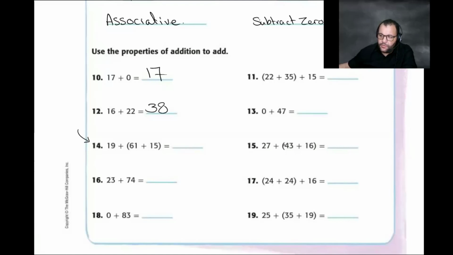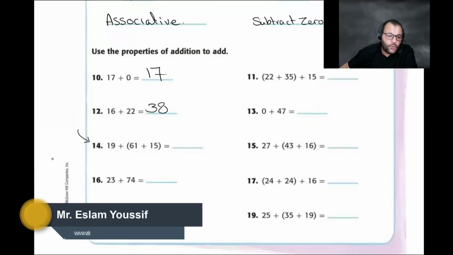First, we have to do 61 plus 15. We can use the properties of addition to make it easy.